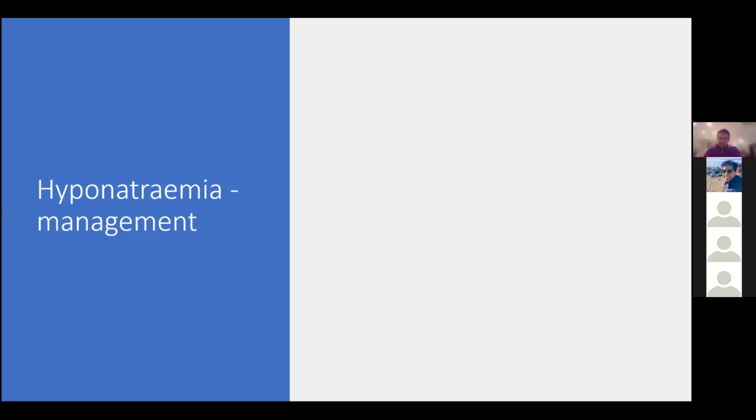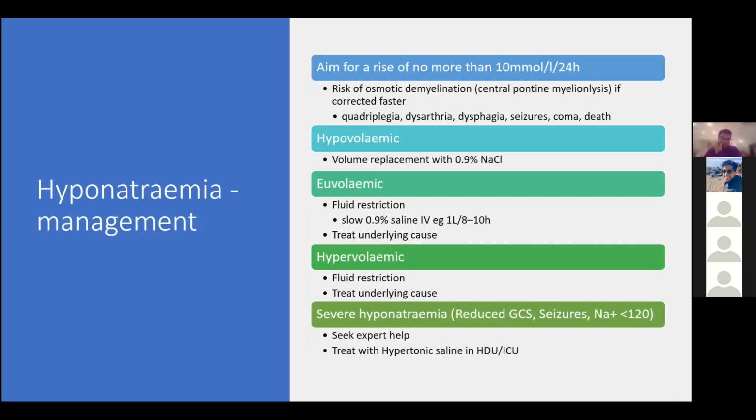So how do you manage a patient with hyponatremia? The important thing is aiming for no more than a rise of 10 millimoles per litre per day because of the risk of osmotic demyelination if it happens any quicker, and this can be potentially severe, resulting in quadriplegia, seizures, and death. So if they're hypovolemic, you just want to replace the volume with 0.9% saline.